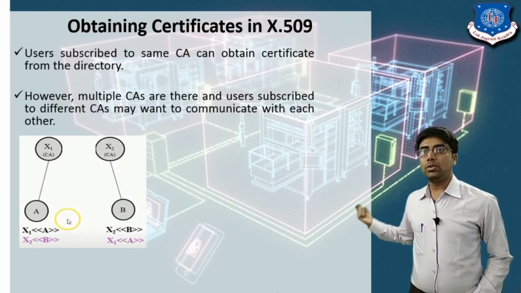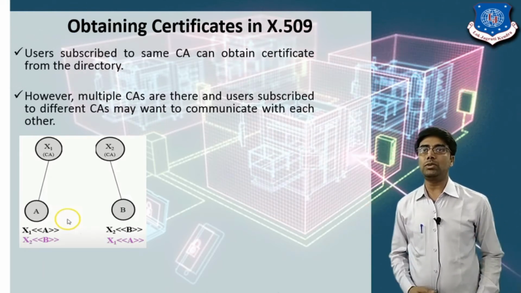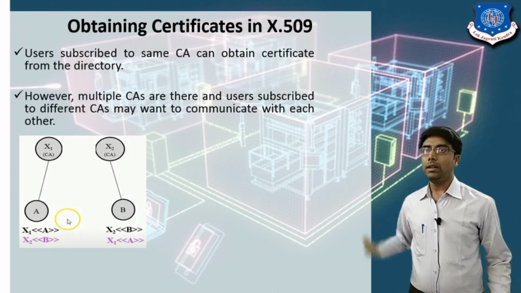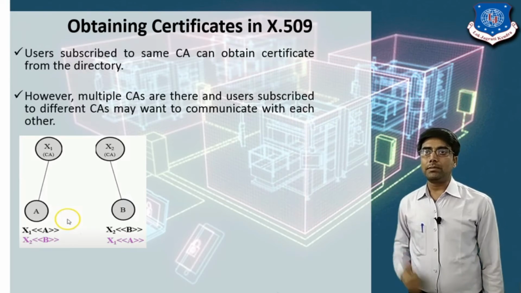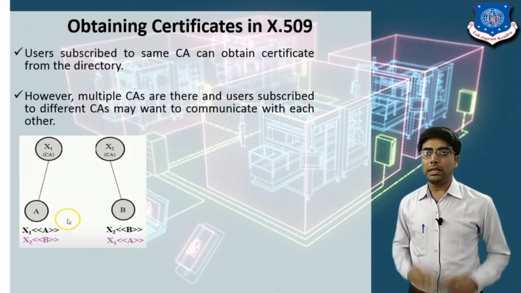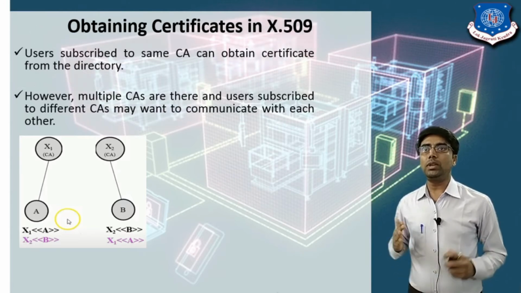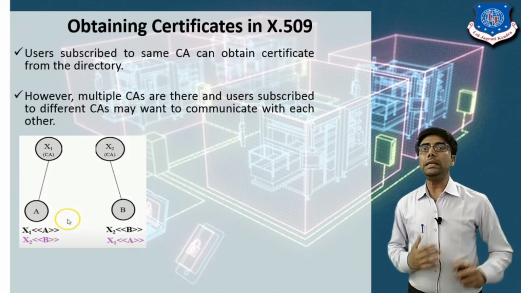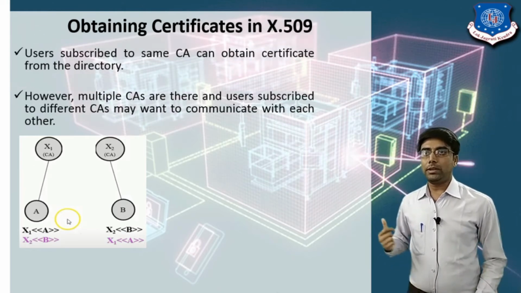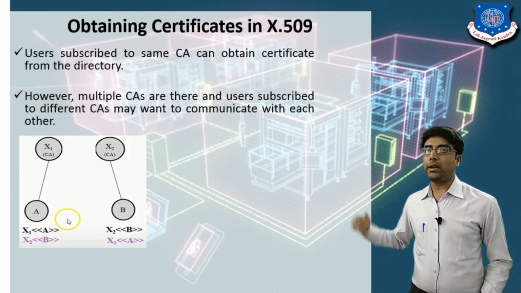Same X2 of B, it means the certificate of B is signed by the X2 certificate authority. Now the next topic, multiple CAs. Multiple certificate authorities are there. Users subscribed to different certificate authorities may want to communicate with each other. Here you can see in this figure there are two different certificate authorities.